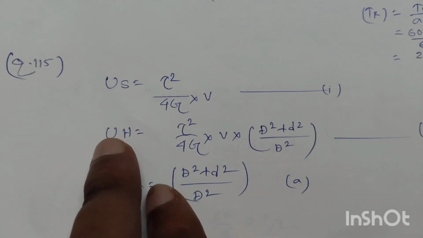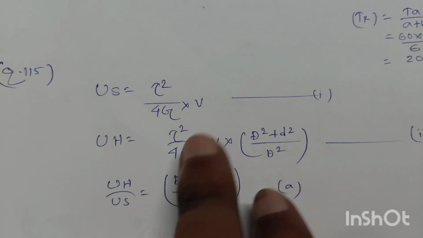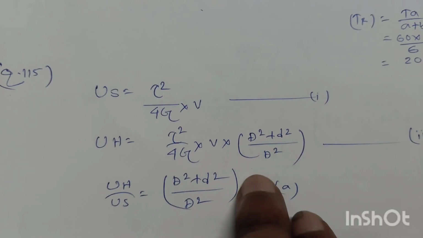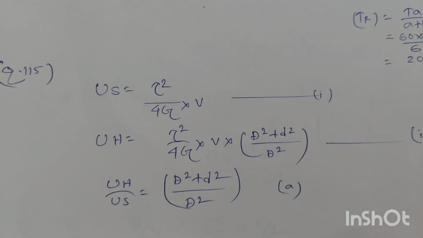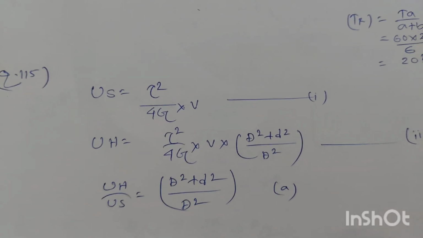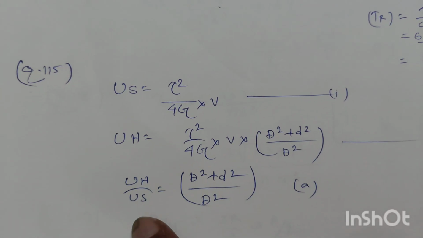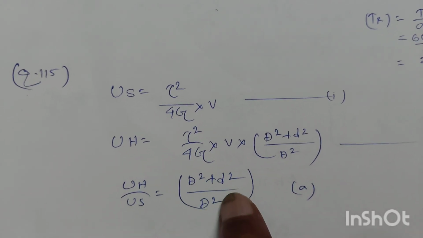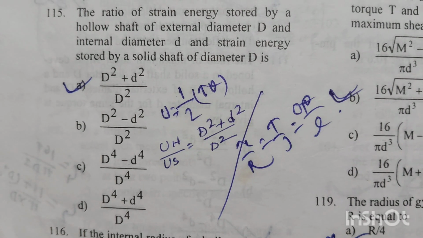And strain energy for a hollow shaft Uh will be equal to tau square by 4G into V into capital D square plus small d square by capital D square. Capital D is the external diameter of the shaft and small d is the internal diameter of the hollow shaft. Okay, so if we take the ratio Uh by Us, then we will get the value capital D square plus small d square by capital D square. Option A is the right answer.